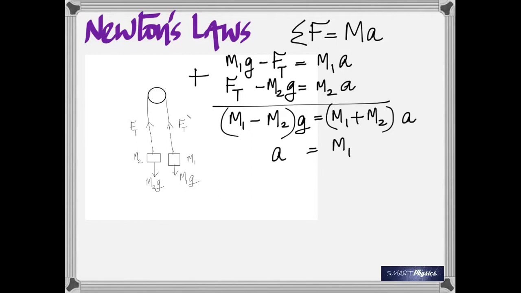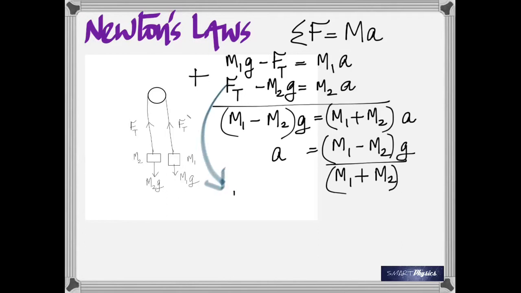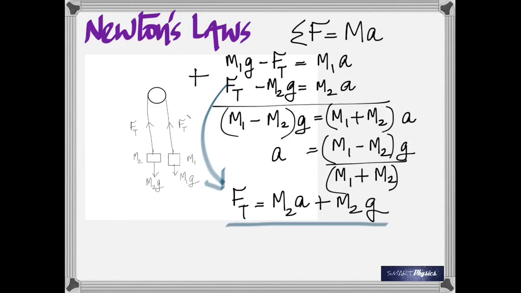Rearrange to get a as the subject. And once you get a, you can substitute into this equation to get Ft. Just by taking m2g to the other side, it will become plus m2g. Now you have the value of a from here, so just substitute that into this and calculate the tension.